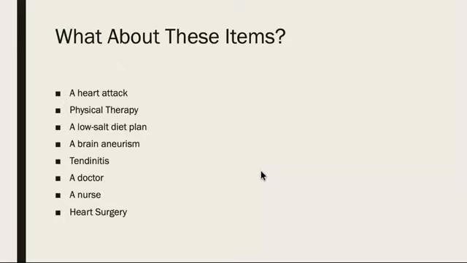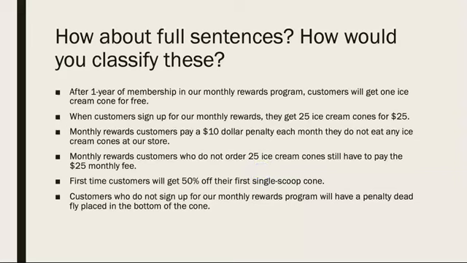Because, again, for me, I would have the heart attack, pardon me, the brain aneurysm and tendinitis be all in one group, because those are all ailments, things you wish don't happen to you or anyone you know. Physical therapy, a low-salt diet plan, and let's see, maybe heart surgery. Those actually count as treatments, like medical treatments for ailments. And then, we have the doctor and the nurse, and those are the people who administer the treatments for the ailments. So that's the kind of stuff that you'll be doing when you are working with your essay, just with bigger stuff. So let's do bigger stuff.